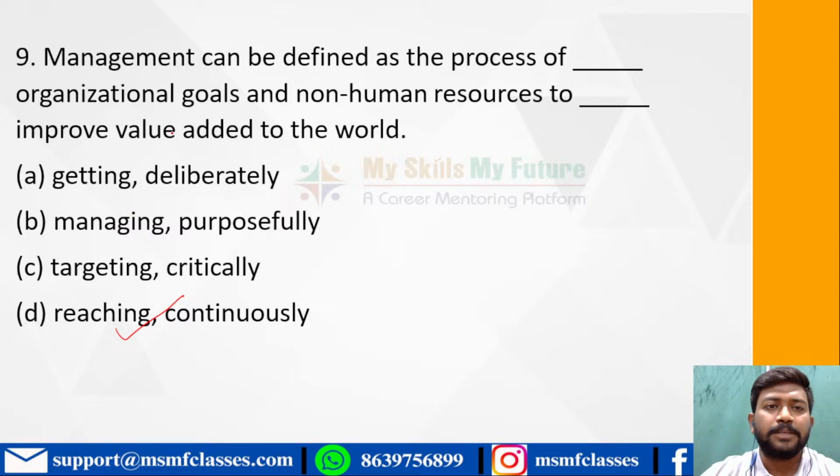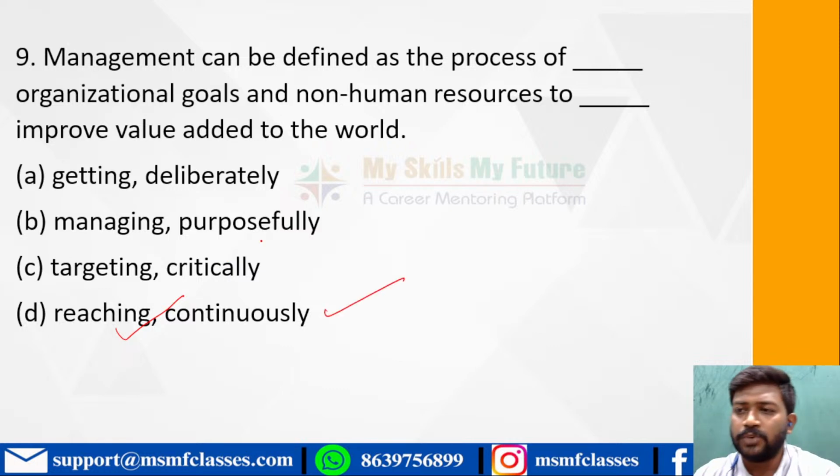Okay, so let's complete the sentence. Management can be defined as the process of reaching organizational goals and non-human resources to continuously improve value added to the world. Grammatically also you can go with this. How are they going to improve it continuously? It's not deliberately or purposefully or critically. Purposefully or deliberately both are the same. Critically means difficultly. So they don't want this type of improvement. They are expecting continuous improvement. So option D becomes the correct answer. Meanwhile, you can write your doubts, and if you find the answer, you can comment there.